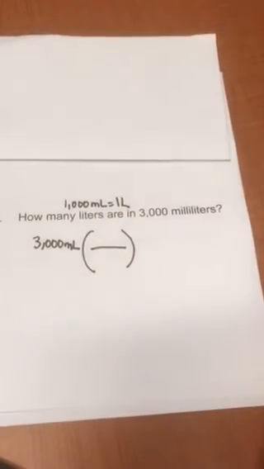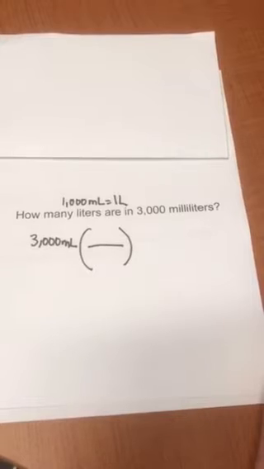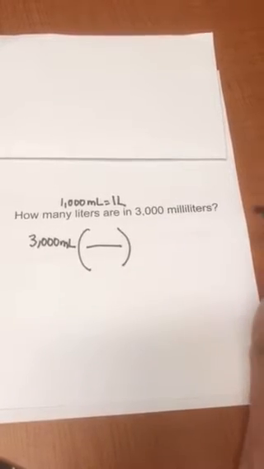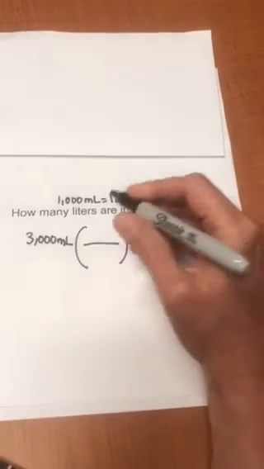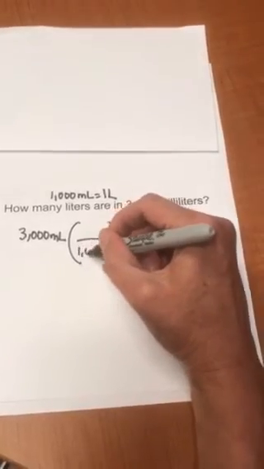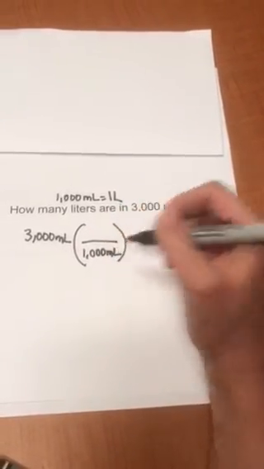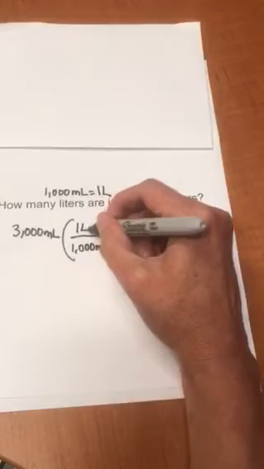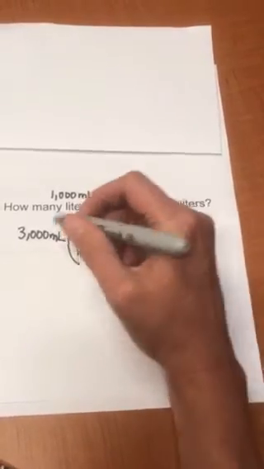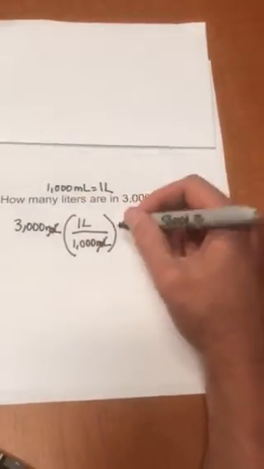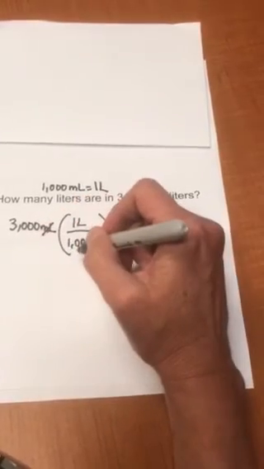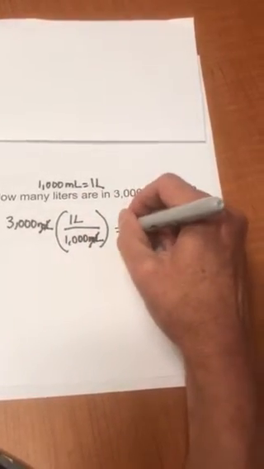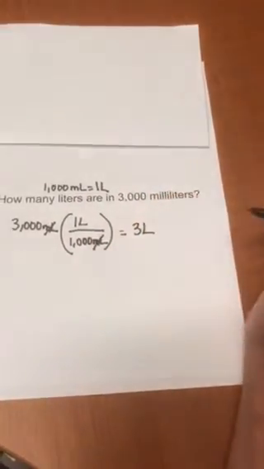Okay, so I'm going to make my fraction. Milliliters have to go on the bottom so that when I divide by milliliters, they will cancel out. So my 1,000 milliliters has to go on the bottom, 1 liter on top. Milliliters cancel out. And I'm just going to go 3,000 divided by 1,000 is 3 liters.